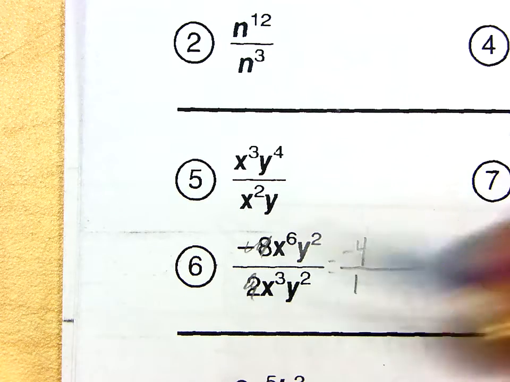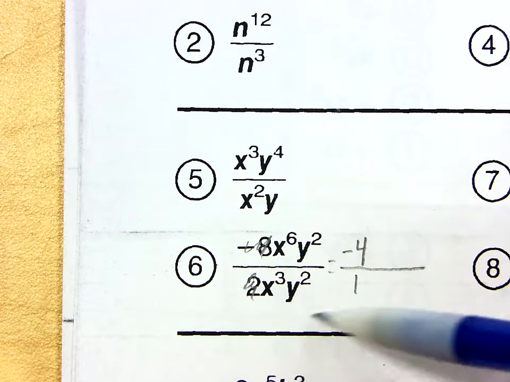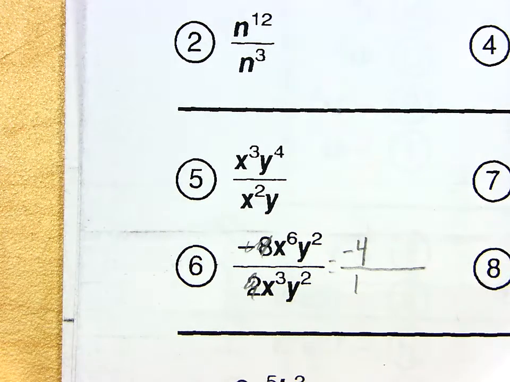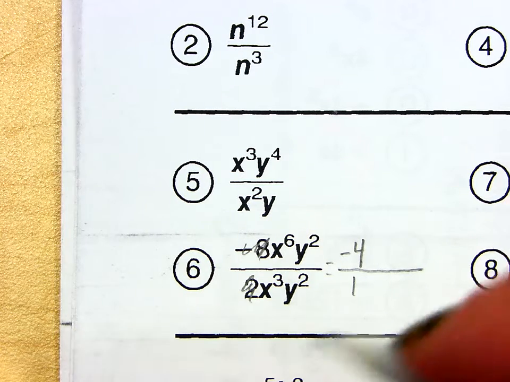Now the numbers are done. Now I look at the x's. I have 6 x's on the top and 3 of them on the bottom. So when I cancel them out, I'll be left with x to the, yes.